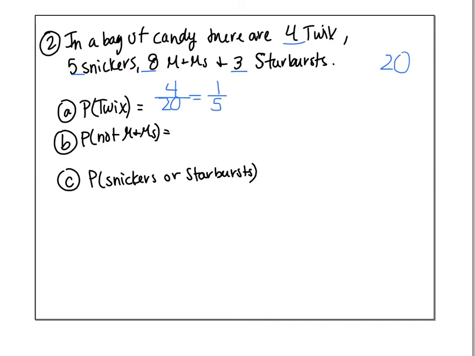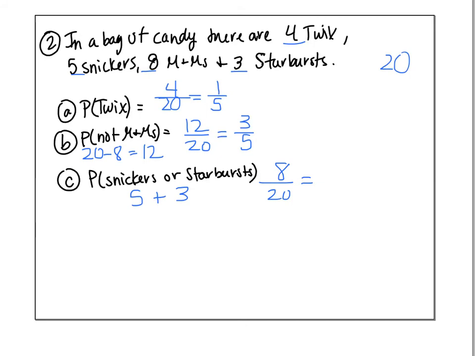Then we want to know the probability of not getting an M&M. So that would be, the total is 20 minus 8 of them are M&M, 12 of them are not M&M. So that's 12 out of 20, which reduces to 3 out of 5. And then the last probability we want to know is Snickers or Starburst. So we know there are 5 Snickers and 3 Starbursts, and we can add those together to get a total of 8 out of 20, which reduces to not 4 out of 5. Make sure you reduce correctly, 2 out of 5. So there's your probabilities.